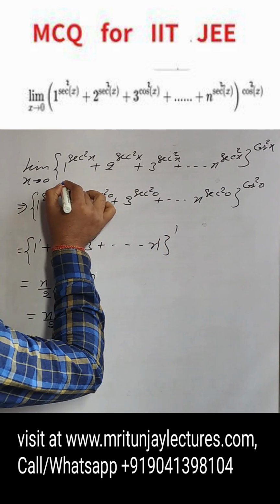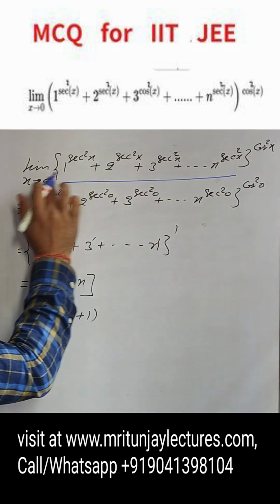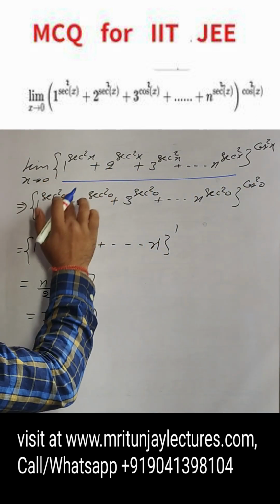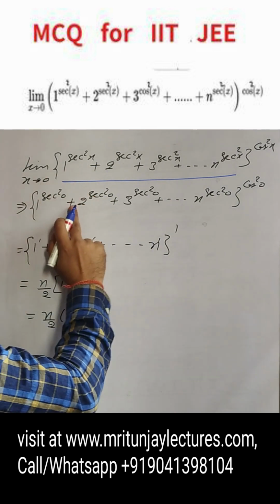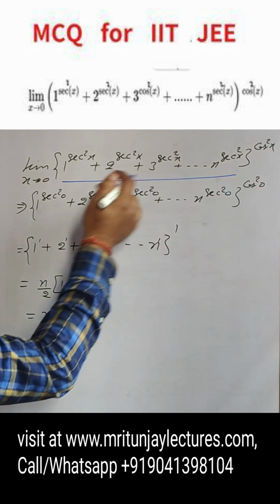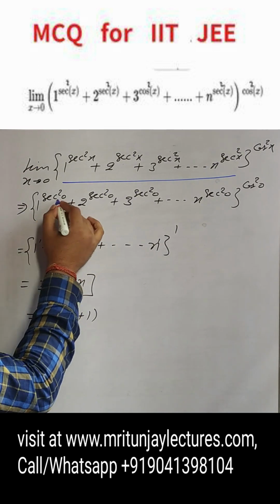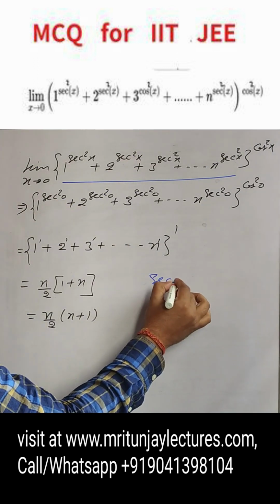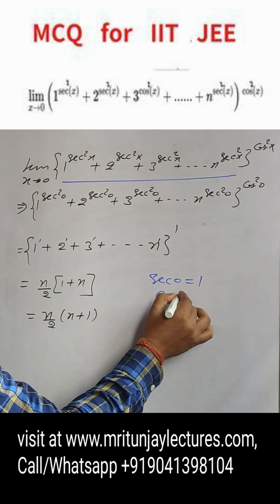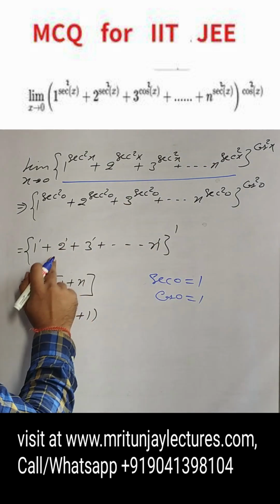Now our motto is to determine that value. How can you determine? If x is equal to 0, put it here. If x is equal to 0, then we get this. Okay, cos square 0 is 1, sec 0 is also 1, cos 0 is also 1. So put this value like that.